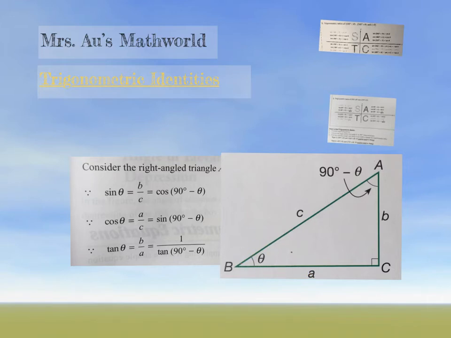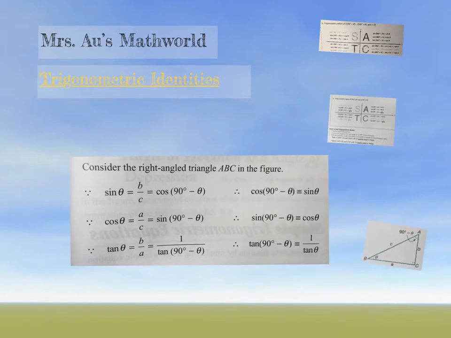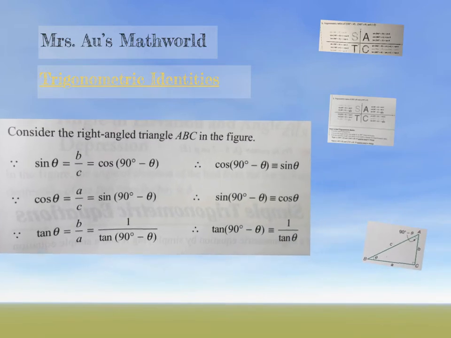But if you consider the upper one, this one becomes opposite. So a over c will become sine 90 degrees minus theta. So similarly, it works for tangent theta. B over a goes to tangent theta, and then for 90 degrees minus theta, we have a over b. So this is the thing that we have learned in junior form. And you can see that these are the trigo identities.